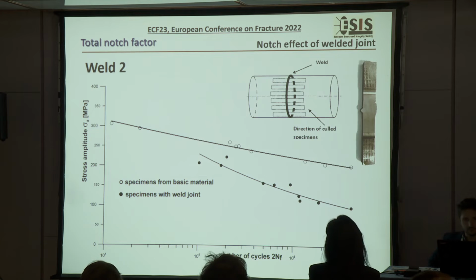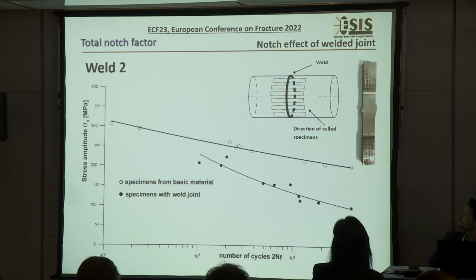Second, I say this is the best weld, cut directly from a pipe. In the middle of this specimen is the weld cut directly from real operation, from a pipe after or before operation. Also, I have 2 lines. The first curve is for the basic material, and this is the curve obtained from the specimen with the weld in the middle. Also, the ratio of these 2 curves gives me the total notch factor.